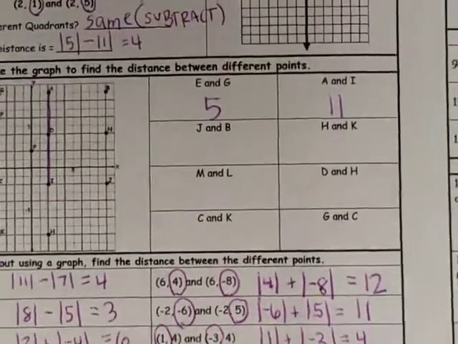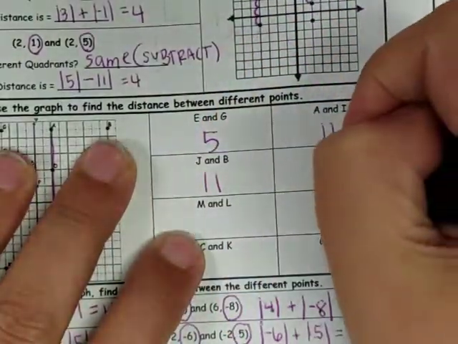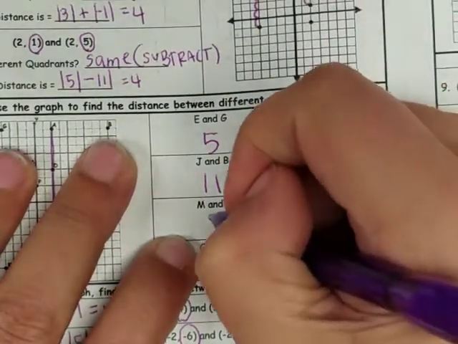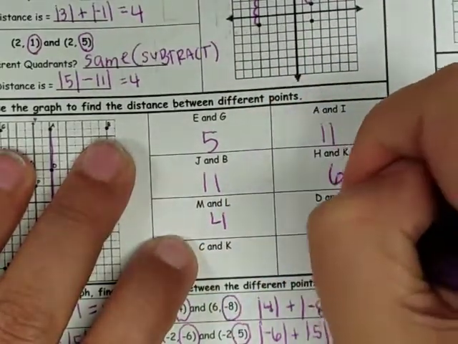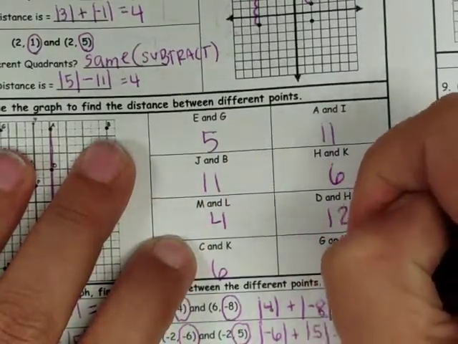Earlier I said I was going to give you these answers, so let me go ahead and give those to you. J to B is 11. H and K is 6. M and L is 4. D and H is 12. C, K is 6. And G, C is 11.